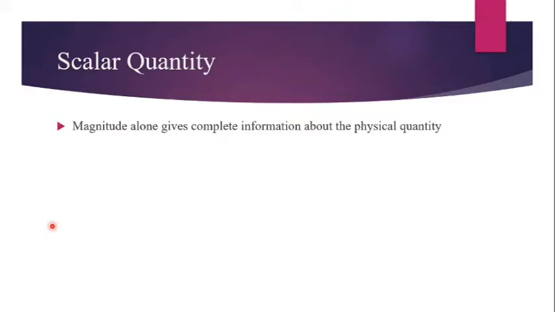Or we can repeat again, the physical quantity which can be completely represented by giving its magnitude alone is called the scalar quantity. Example, we can consider the example of mass. Suppose the mass of the object is 2 kilogram. Then in this case the direction is not required. Only the magnitude is given here. 2 kilogram represents the magnitude of that physical quantity here. We get the complete information about it.